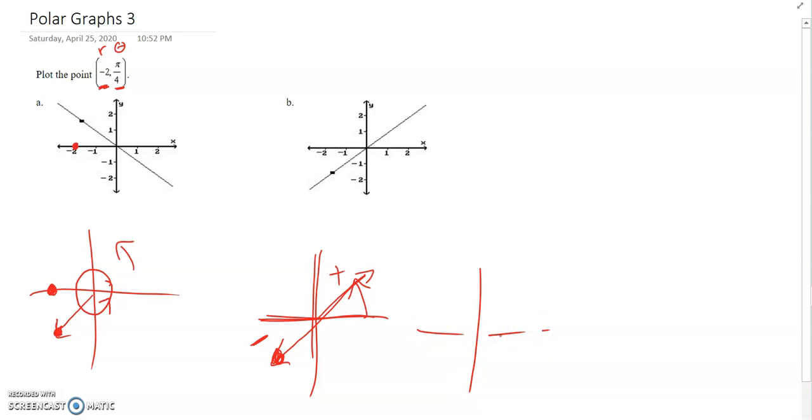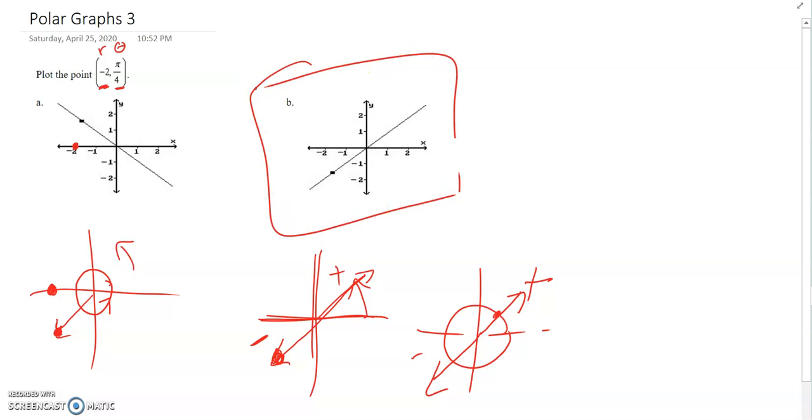So a little bit easier way is to decide where you want to go. I want to stop right here, but I don't want to go in the positive direction. I wanted to go in the negative direction too. So it should be answer choice B on that one.